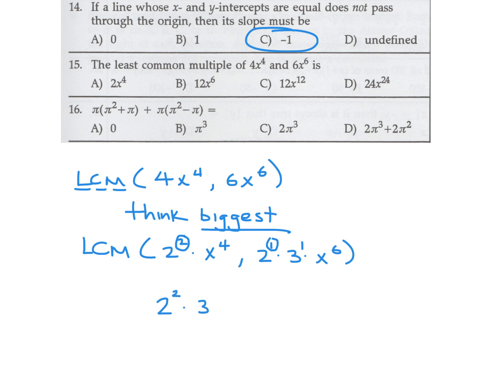The next prime number we're dealing with is 3. Here there is no 3, but here we have a 3 to the power of 1, so that's obviously the biggest. And then we have these x's, and I have no idea what x is, but the largest of those 2 obviously is x to the power of 6. And that's it. That is the LCM. So if we actually multiplied this out, this would be 4 times 3, so it's 12x to the power of 6. 12x to the power of 6 is B for number 15.